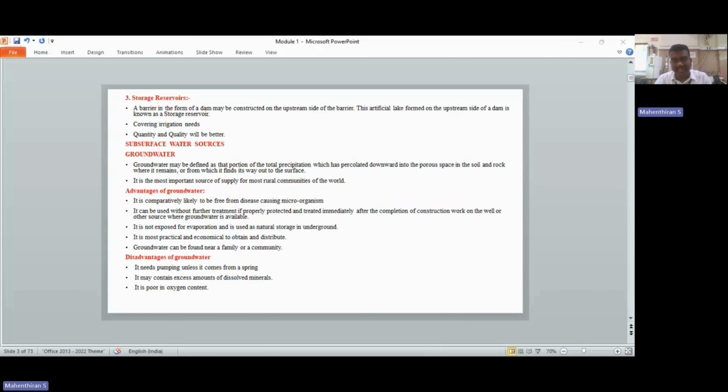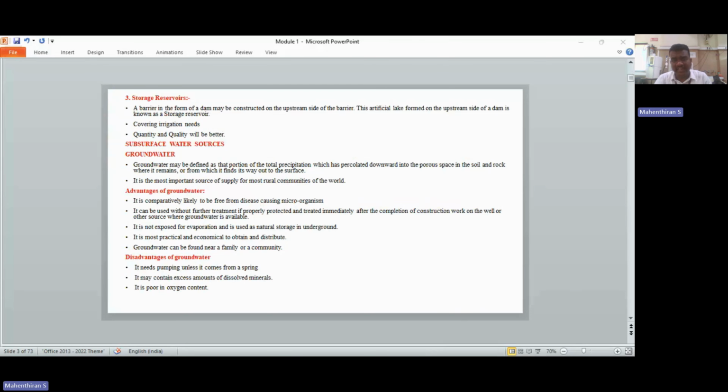For example, in Tamil Nadu, reservoirs like Mettur Dam play a vital role in supporting agriculture in the Kaveri Delta region. So, whenever you see a dam, remember it is not just blocking water, it is storing, regulating, and managing water resources efficiently. Now let us move to the next important topic, subsurface water sources, specifically groundwater.